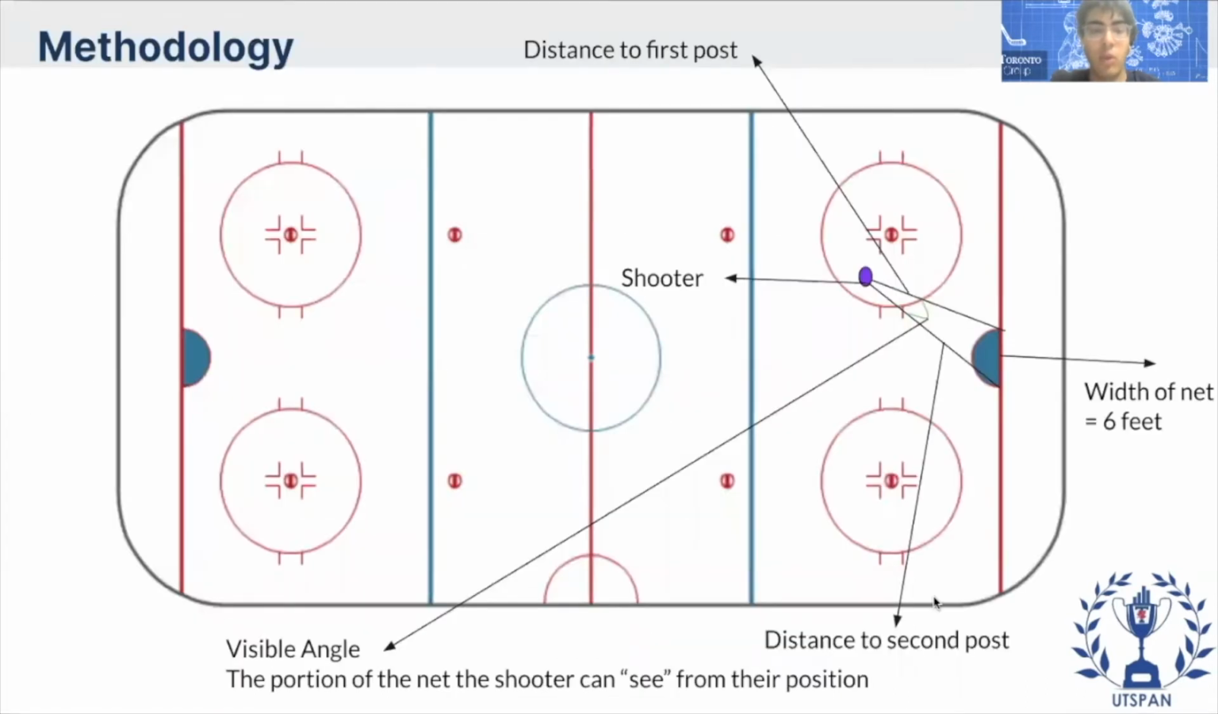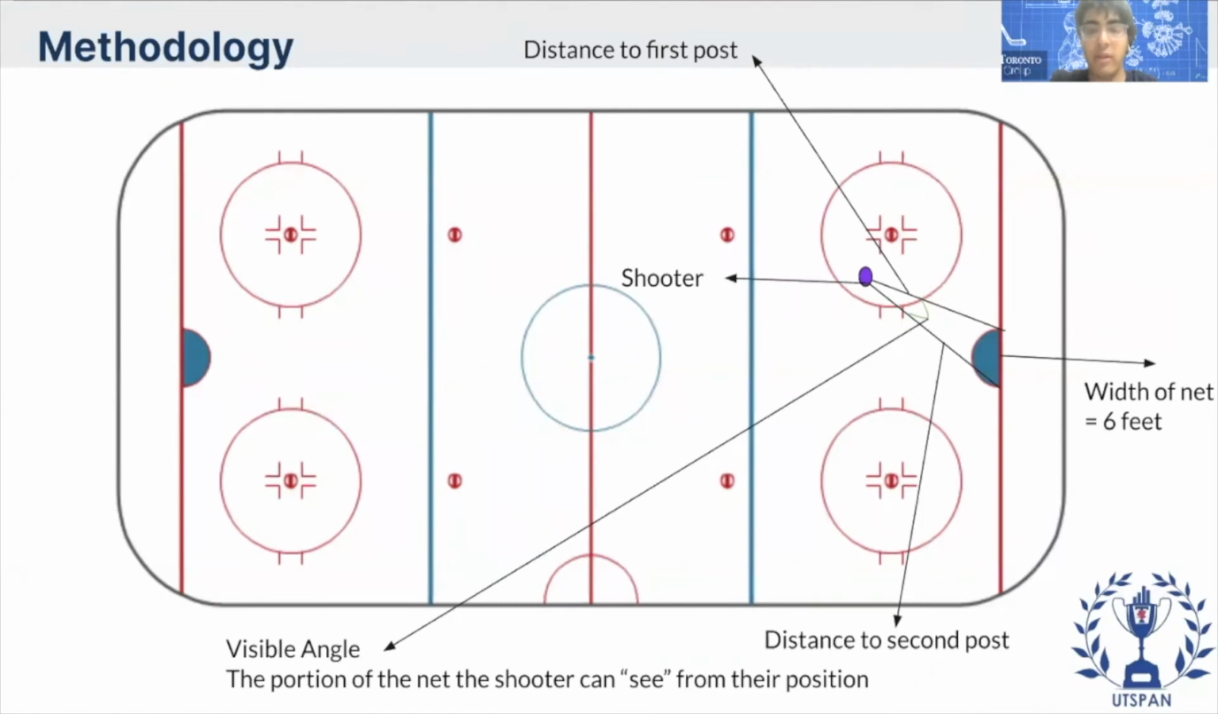In our work, we consider the angle as being the visible angle, which is the portion of the net that the shooter could see from wherever it is they're shooting from. We use the Pythagorean theorem to calculate the distance to both the first and second post, and knowing that the width of the net is 6 feet, we applied the cosine law to calculate the visible angle.